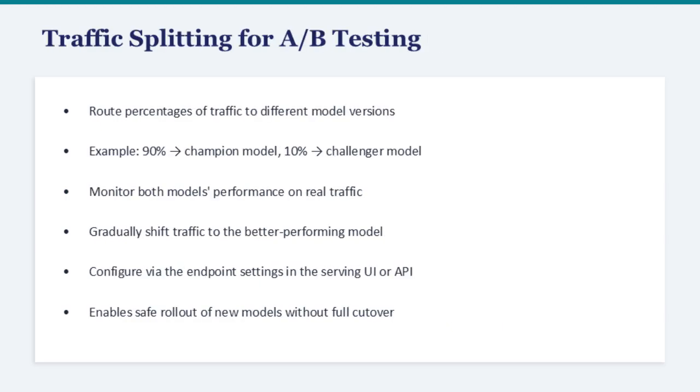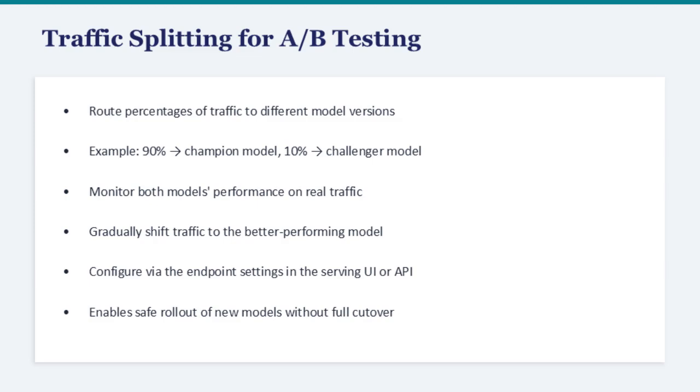Now let's talk about traffic splitting for A/B testing. One of the most practical features of model serving is traffic splitting. You configure your endpoint to route percentages of incoming traffic to different model versions. For example, you send 90% of requests to your champion model and 10% to a new challenger model. Both models serve real traffic, so you can compare their performance head to head under real conditions.